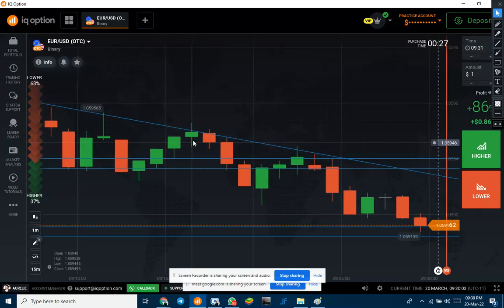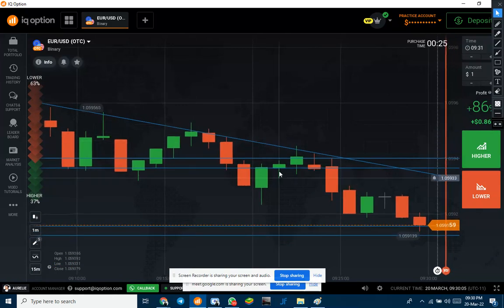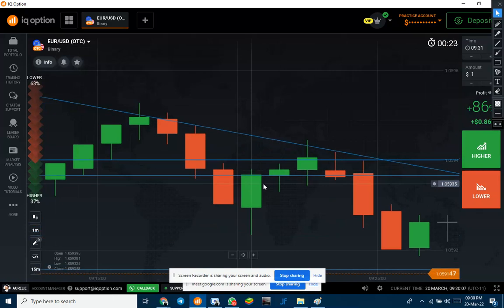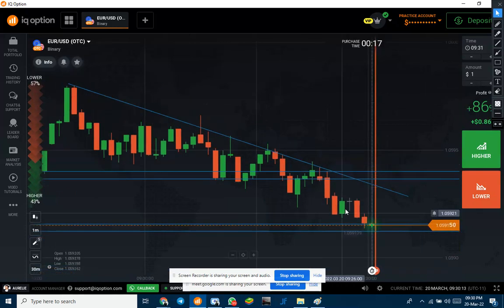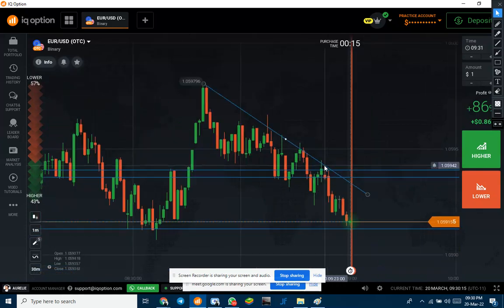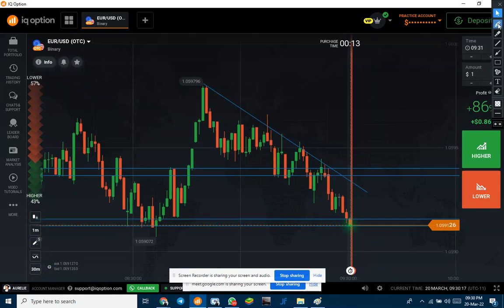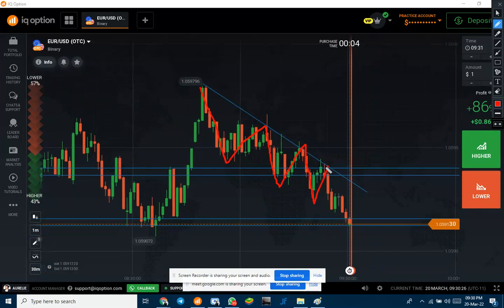But this time, the buyers and sellers are almost the same. Here, the buyers are more powerful. Here, also, the buyers are more powerful. But this time, the buyers and sellers are the same. That is what gave the sellers the opportunity to go more down. So we have the impulsive move, impulsive, corrective, impulsive, corrective, impulsive, corrective, impulsive move.